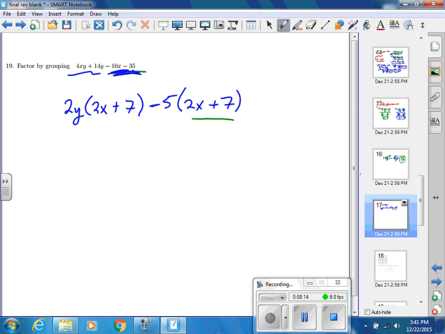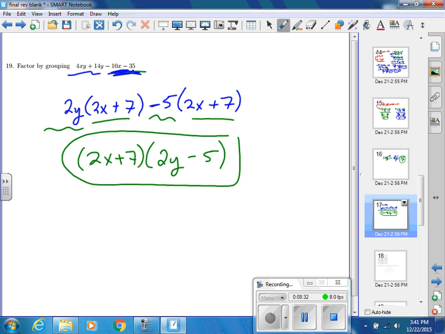Now that these are the same, I know I did it right. So what I'm going to get is 2x plus 7, and it's just going to become 1. Just one of these. And I'm going to combine together those 2 things into one parentheses. So 2y minus 5, like that. I've now done factor by grouping. I'm finished. That's my answer. Don't have to do anything else. Okay, go ahead and move on.